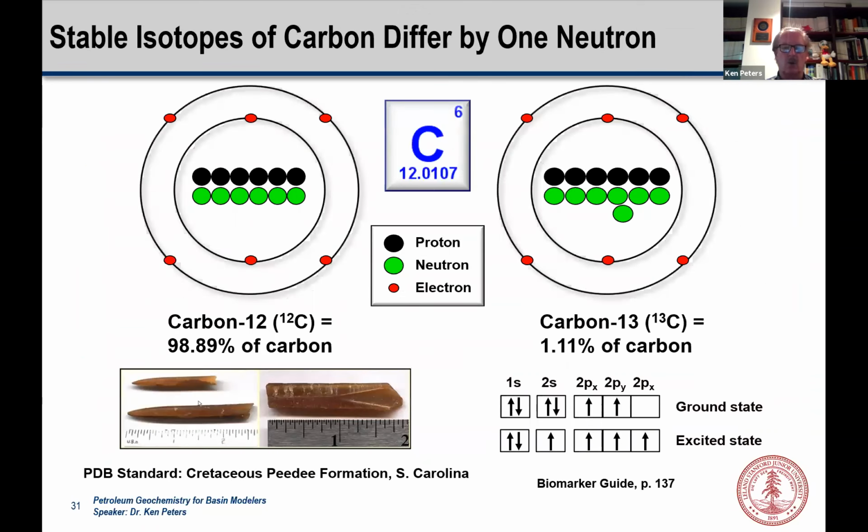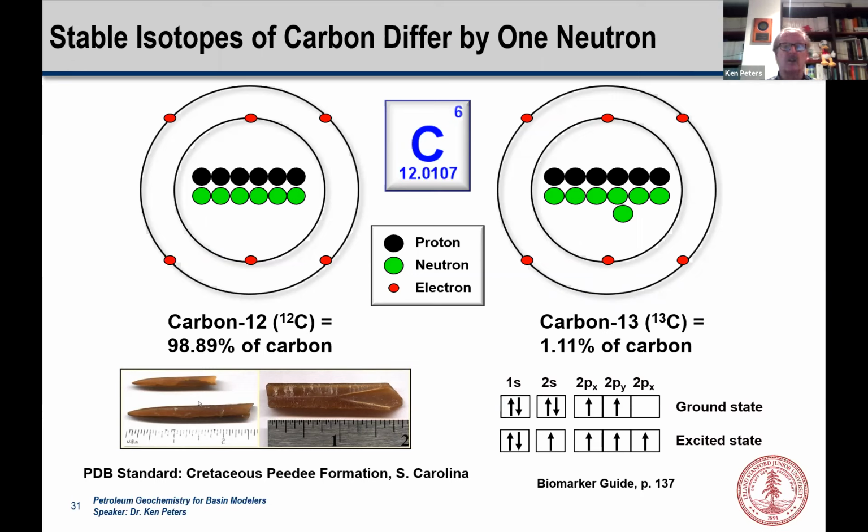Let's talk about isotopes. Stable carbon isotopes are useful. Of course, carbon-14 is not stable. It has a half-life of about 5,270 years, so it's gone by the time you have petroleum. But carbon-13 and carbon-12 are quite stable. You can see carbon-13 is only about 1% of all carbon. The rest is pretty much carbon-12.